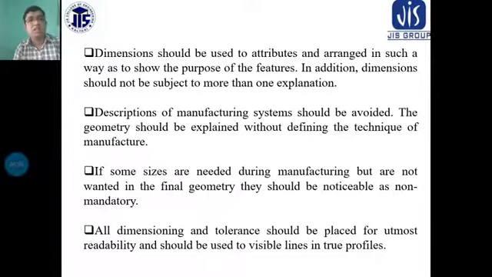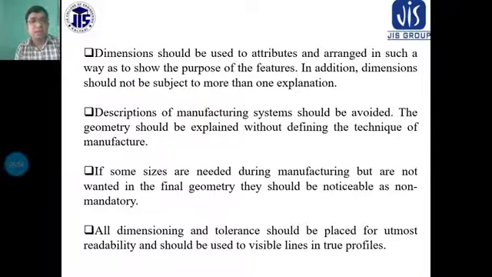Descriptions of manufacturing methods should be avoided. That means the description of the manufacturing methods should be avoided. The geometry should be explained without defining the technique of manufacture.